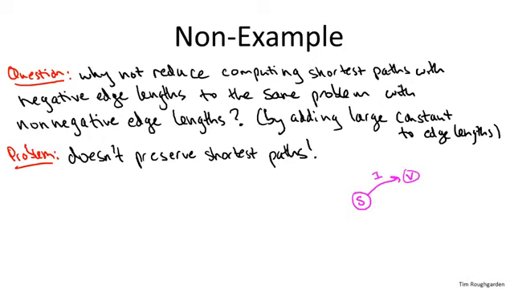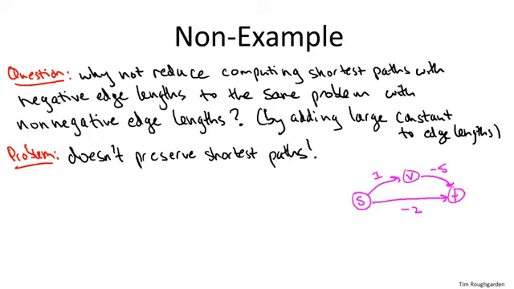To be concrete, let's look at this very simple 3-vertex graph with vertices S, V, and T and edge lengths as shown: 1, -5, and -2. Now, what I hope is clear is that in this graph, the shortest path, the one with the minimum length, is the 2-hop path, SVT. That has length -4. The direct ST arc has length -2, which is bigger than -4. So the upper path is the shortest path.